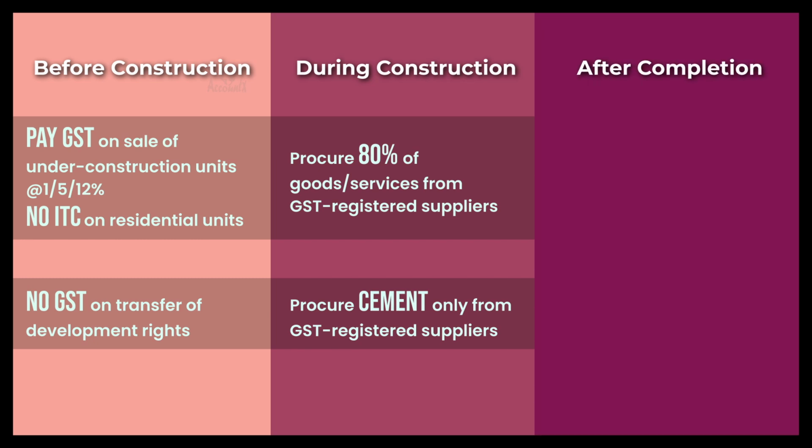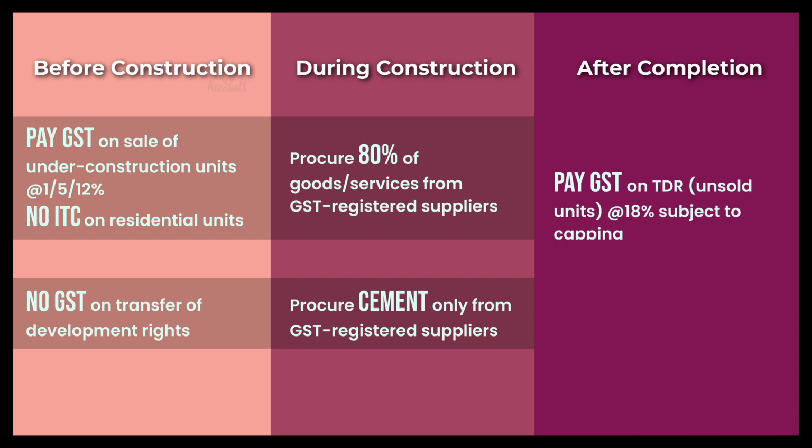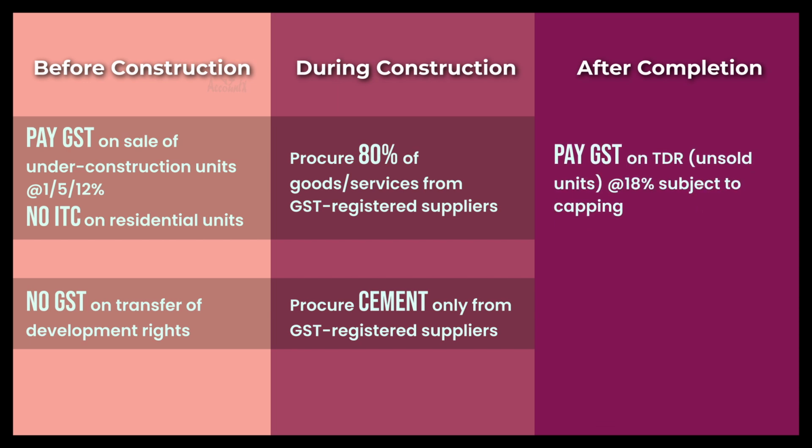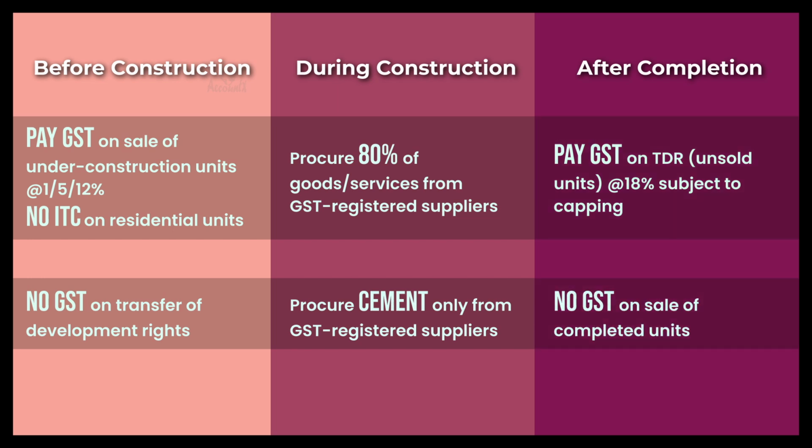After completion, 1. You'll have to pay GST on TDR attributable to unsold units at 18% subject to a capping of 1, 5 or 12% as applicable. 2. No GST on sale of completed units. This was all about JDA projects and GST for developers.